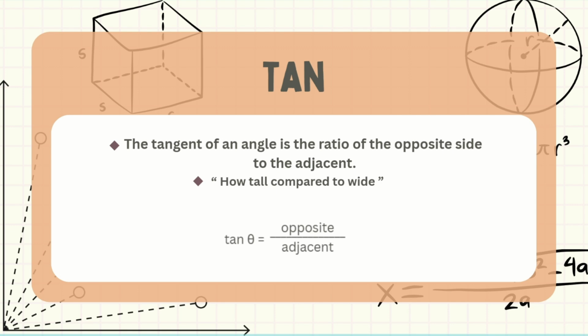Tan is the tangent of an angle. It is the ratio of the opposite side to the adjacent. How tall compared to wide? Tan theta equals opposite over adjacent. That is the given formula.